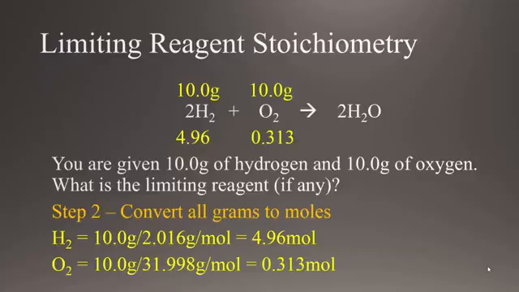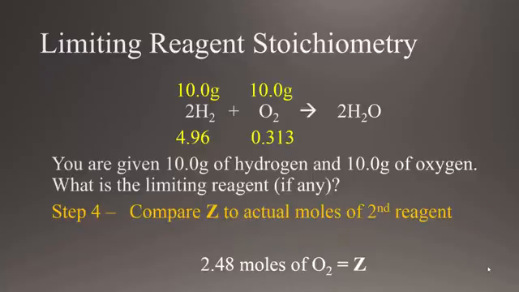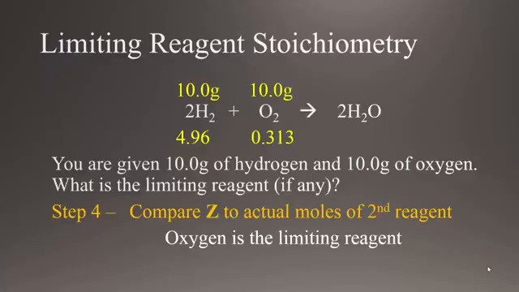Now I can go on to step 3. I'm going to use the hydrogen as the if. I'm going to pretend I don't know the oxygen. So I set up my ratios, I do my cross multiplication, the hydrogens will cancel, so yes, I'll be getting an answer for the oxygen. So now I'm going to take that 2.48 moles of oxygen, the Z, and compare it to what I really have. And it's pretty obvious that 2.48 is greater than 0.313. What I need is greater than what I have, so oxygen is the limiting reagent.